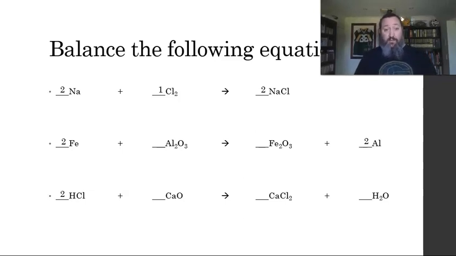Now each of these examples have just had 2 as the only number that we've had to add. That's not always the case. Sometimes you will need to add different numbers. It's just the examples that we've chosen here.